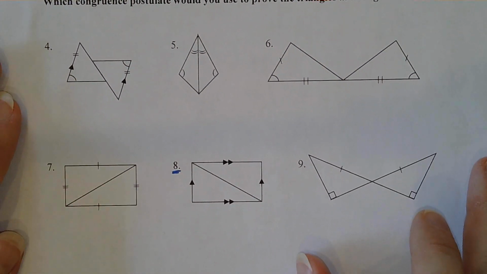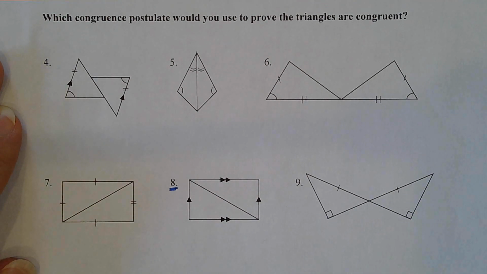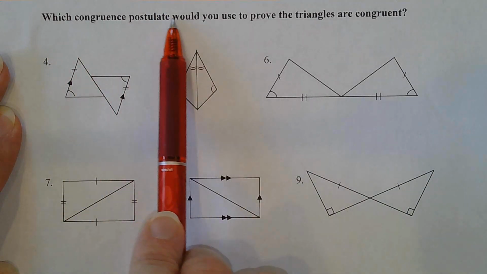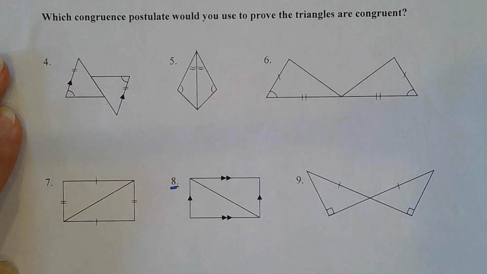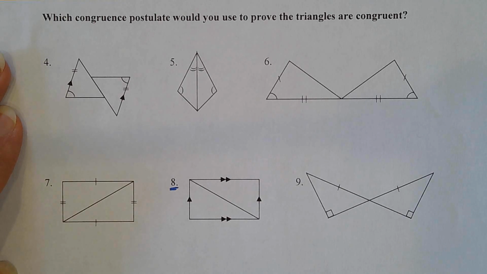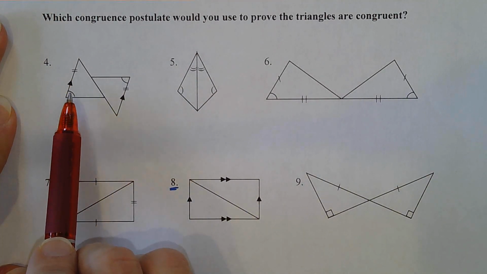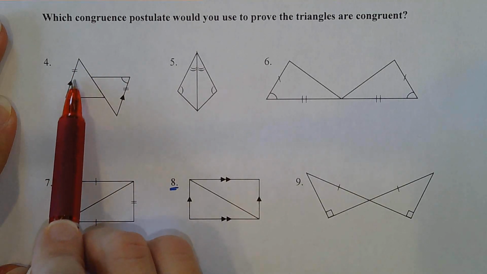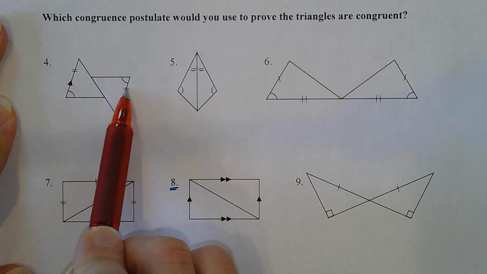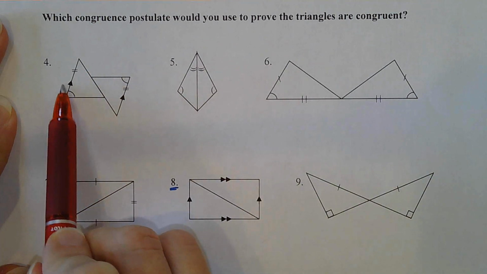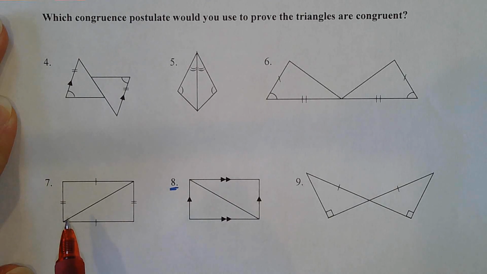I wanted to take a look at these with you guys. This will be on the test. You will see something very similar to this on the test. Which congruent postulate would you use to prove the triangles are congruent? So this is where you need to memorize what type of congruence postulates we have, the orders of the letters, what works, what doesn't work. Now, take a look. We've got an angle here. We've got a side that's marked congruent, and we've got a side that's marked parallel. All right. Parallel is not the same as congruent, so do be careful about that.